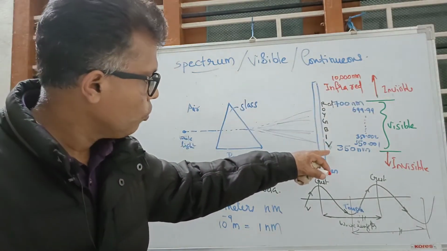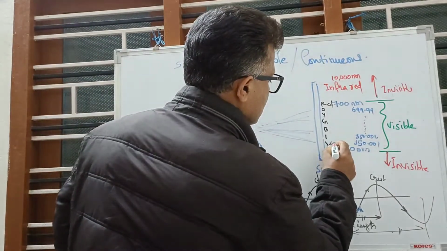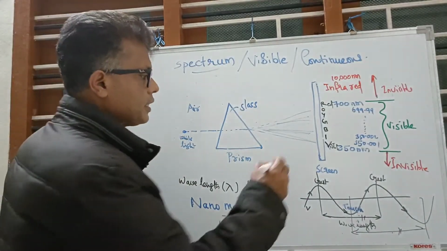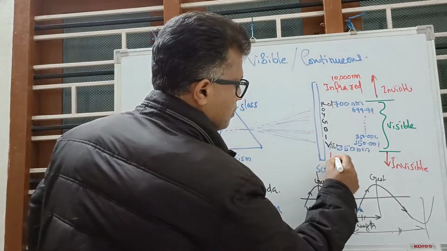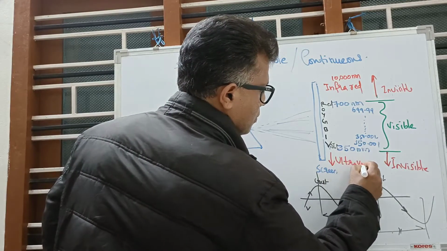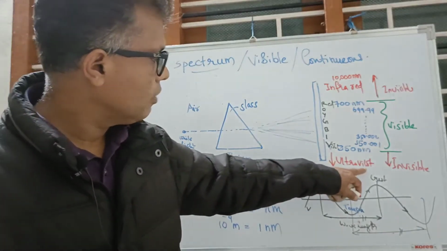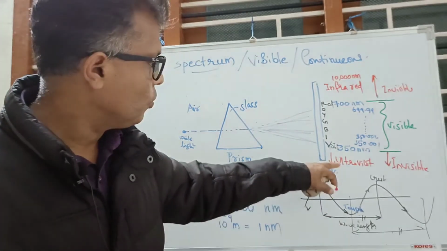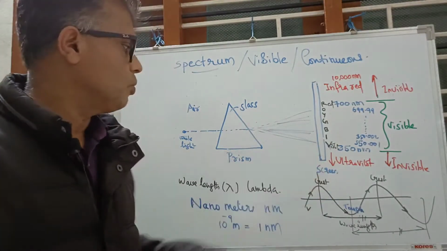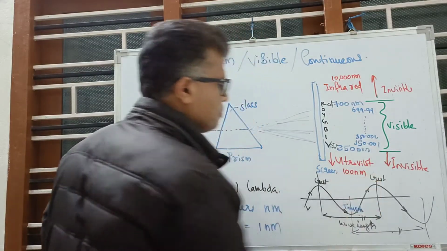Now you see below the violet. Here is the violet. Below the violet, it is called ultraviolet. Clear, no? Why is it called ultraviolet? Below the violet, it is called ultraviolet. It is also not in the visible range, it is in the invisible range. It can go down to 100 nanometers.